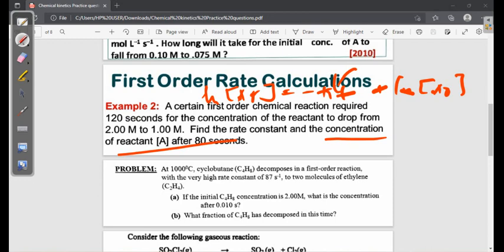So thereafter, what's going to happen is you will consider this to be your initial concentration. And then you try to find the final. Of course, you already have the value of K, and you already have the value of time. And then the initial is 2. That's also okay.